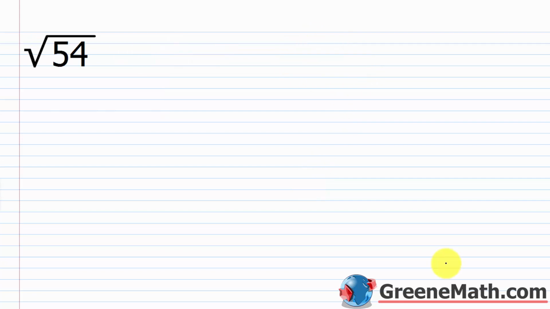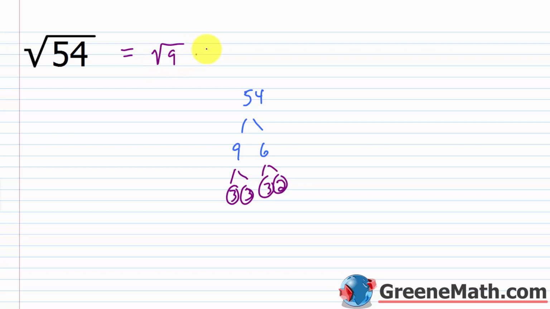All right, let's take a look at another example. So suppose you had the square root of 54 and you wanted to simplify. Again, just go ahead and factor 54. So we know this is 9 times 6. And you can pretty much stop there. You know 9 is 3 times 3, right? So 9 is a perfect square. 6 is going to be 3 times 2, but nothing you can really do with that. So I could write this as the square root of 9 multiplied by the square root of 6.